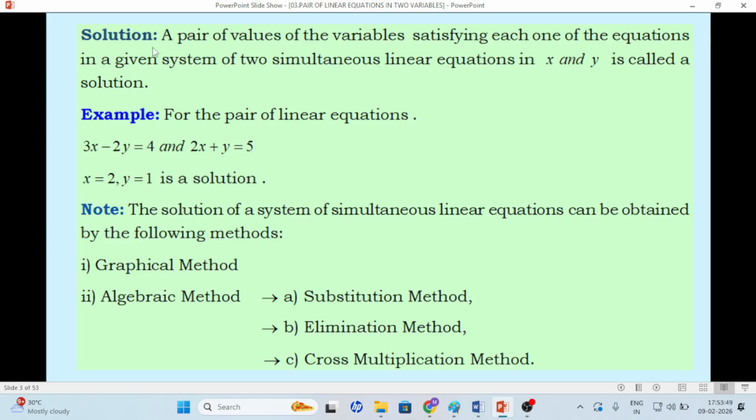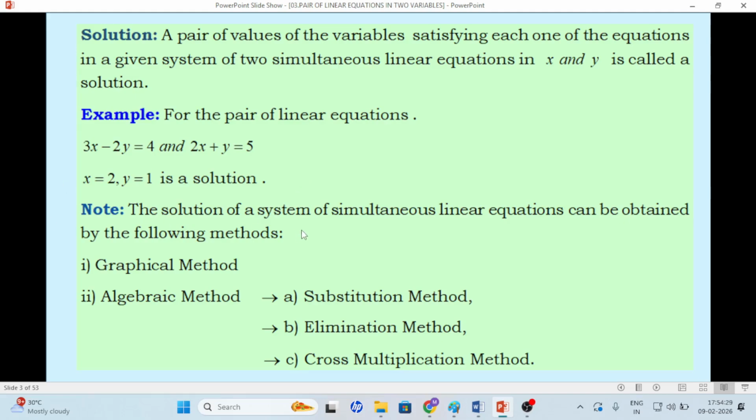So, solution means what? A pair of values satisfying each one of the equations in a given system of simultaneous linear equations in x and y is called a solution. For example, for a pair of linear equations, we have two lines. If you take x is equal to 2 and y is equal to 1, let us cross check here. 6 minus 2 is 4, and 2 twos are 4, plus 1 is 5. So x is equal to 2 and y is equal to 1 satisfy these two lines. Therefore, x is equal to 2 and y is equal to 1 is considered as the solution for these lines.